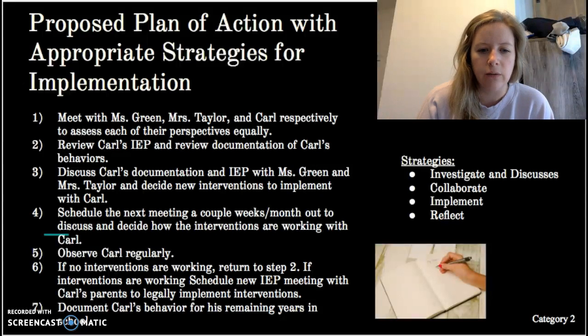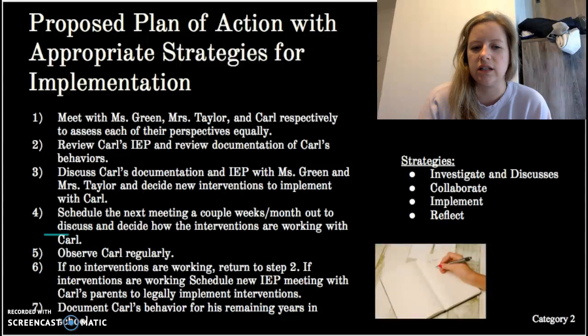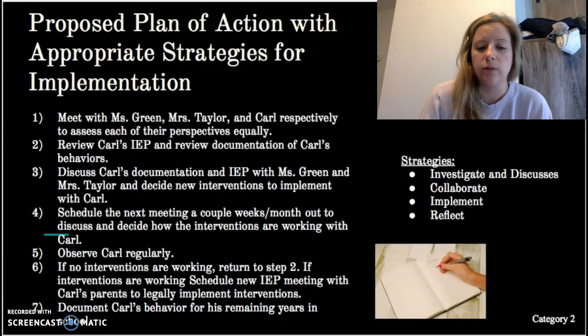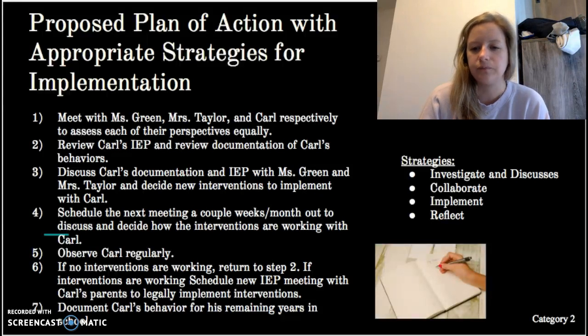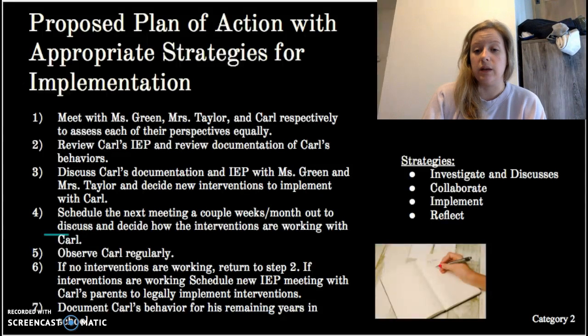I would then schedule regular meetings to follow up weeks or months out to discuss the interventions that were selected and see how they are working or are not working, what changes need to be made. I would observe Carl regularly on my own to see how he's doing, maybe discuss with Carl regularly as well how his classes are going and how he's feeling just emotionally at home, at school, and all of that. At that point, if no interventions are working, I would return to step 2 and re-meet with Miss Taylor and Miss Green and discuss what new things we can try, because again, Carl should not be removed from the classroom.